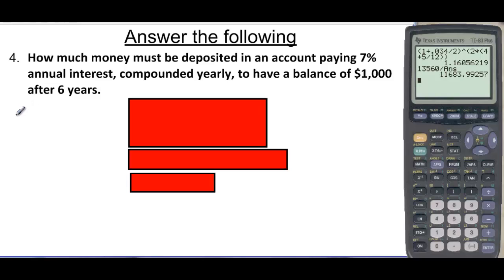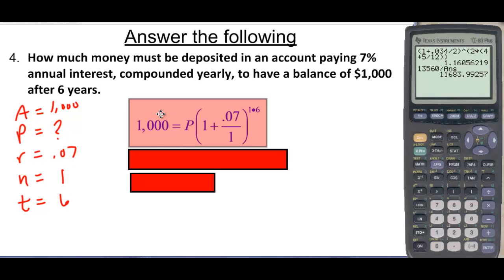Okay, our last example. Okay, A, P, R, N, and T. So if I go through this, it says how much money must be deposited. So what I'm asking for is the P value. Pays 7% annual interest, and it always says annual interest. Compounded yearly, so that means every year, so that'd be once a year. To have a balance of $1,000 after 6 years. So what I'm going to do is substitute all of that into my equation.